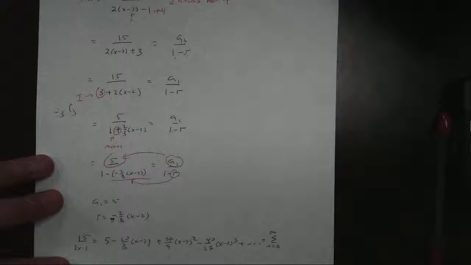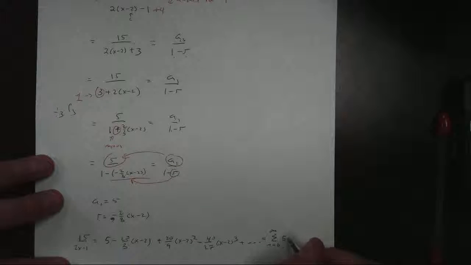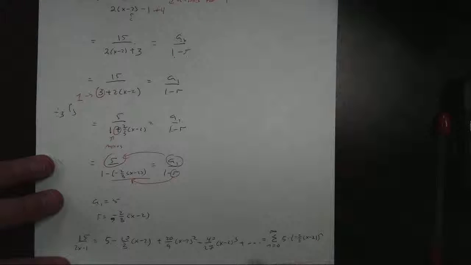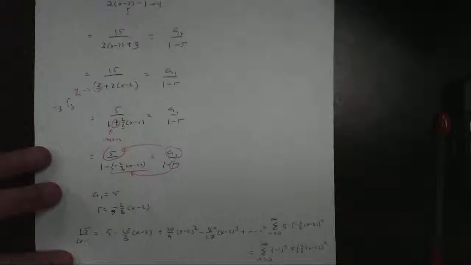Equals the sum from 0 to infinity, and then we're going to plug it in. Our first term was 5. We multiply that by this negative 2/3 x minus 2 to the n. And remember, if you don't like it this way, it is alternating, so you can take out the negative and write it this way: negative 1 to the n times 5 times 2/3 x minus 2 to the n as well.